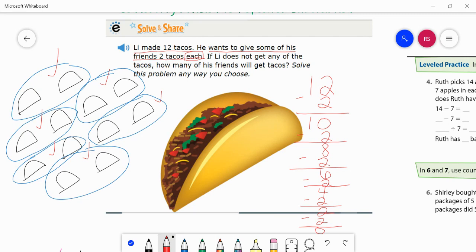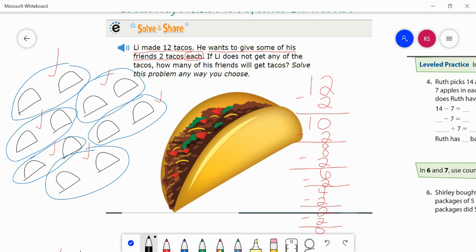Now, the question is, how many friends did we give them away to? What you see that I just did on the left with the drawing and what I just did on the right with repeated subtraction is that I made groups of 2 and I took away 2 from my total. So I started with 12, I subtracted 2. I had 10. I subtracted 2 more. I had 8. I subtracted 2 more. I had 6. And I kept subtracting 2 tacos until I did not have any left.